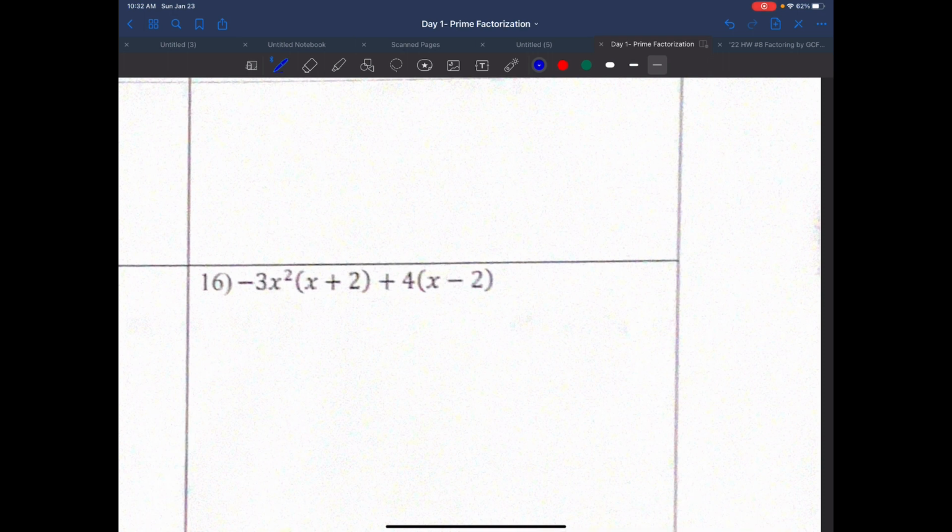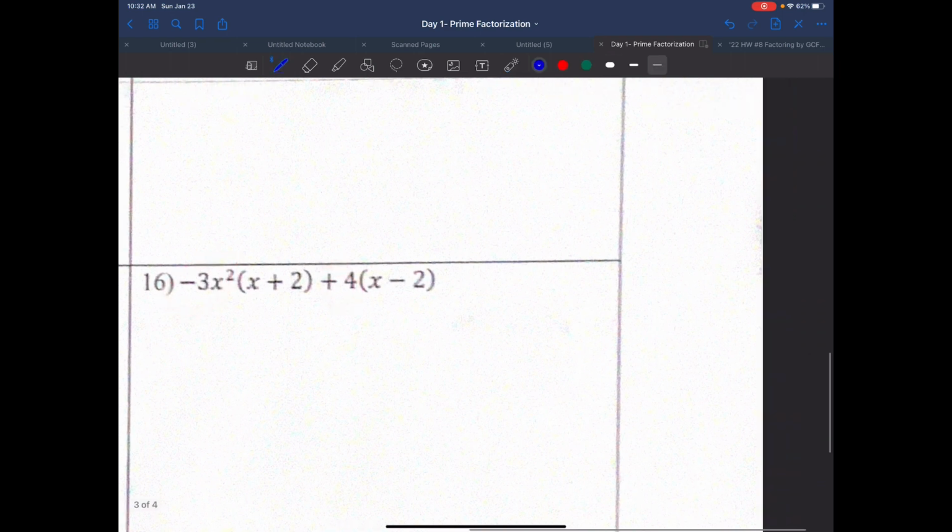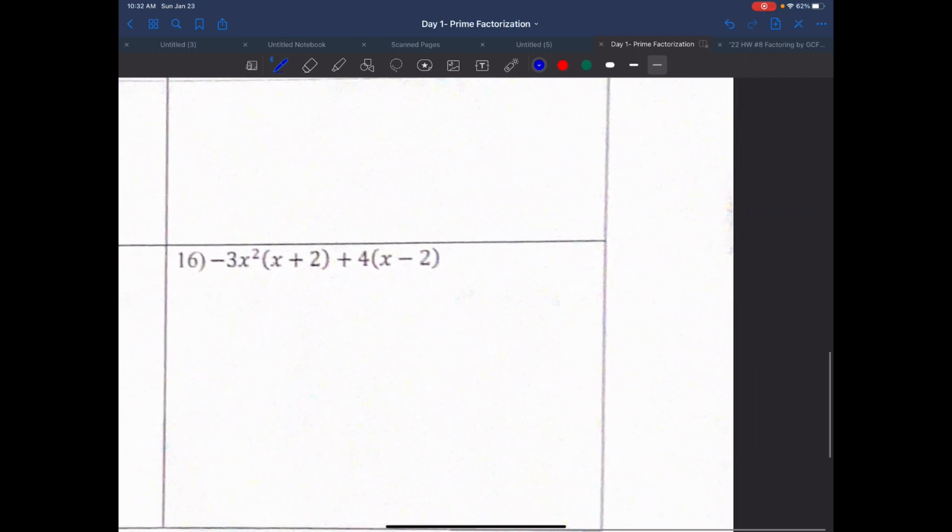Alrighty, so what do we have here? Well, we have negative 3x squared times the quantity x plus 2 plus 4 times the quantity x minus 2, okay? So what goes into negative 3x squared and 4? Well, let's use a factor tree one last time here. Negative 3x squared and 4. This is going to be negative 3x times x, and then this right here is just 2 times 2. Do they have anything in common? I don't see anything, so no.